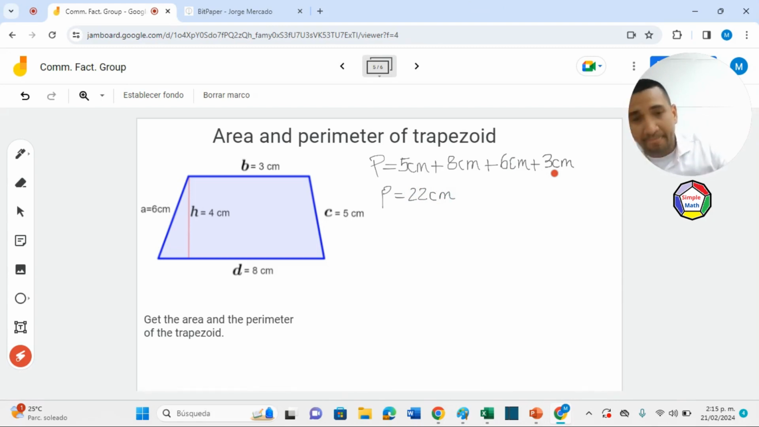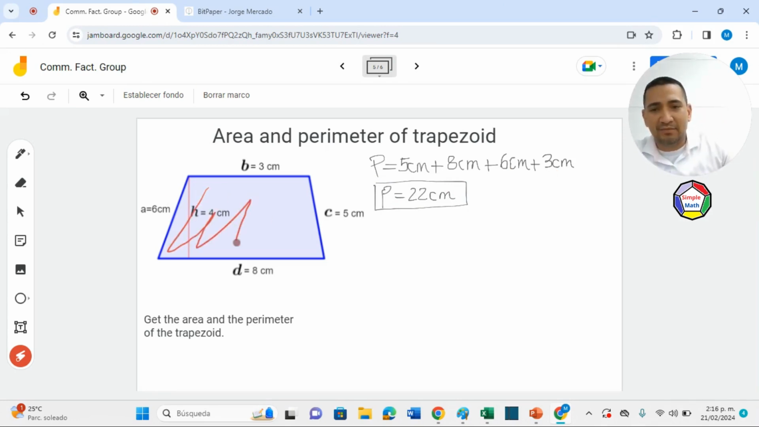All right. Now calculate the area. To calculate the area, remember the area is what we have inside. To calculate the area, we use a formula. What is the formula to calculate the area of a trapezoid? Remember, we are going to call this one the big base, and this is going to be the small base. So let's begin.